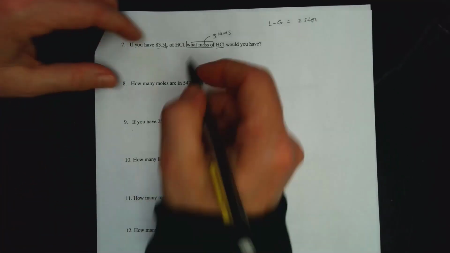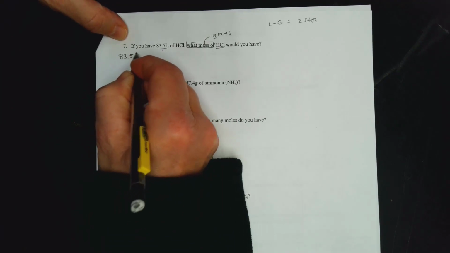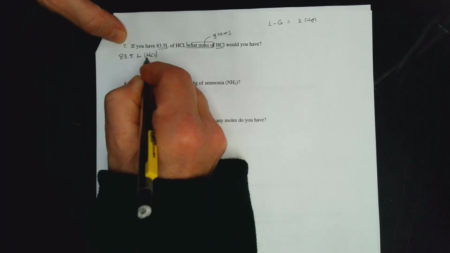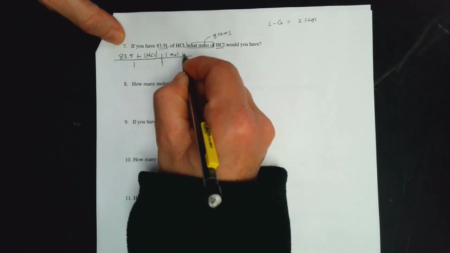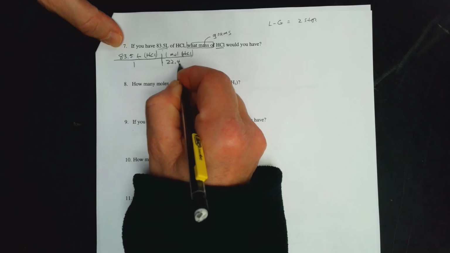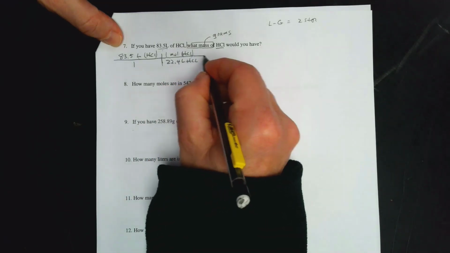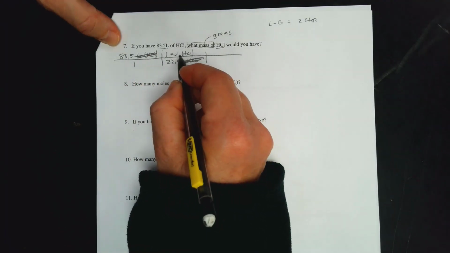Again, we don't have that direct conversion, which means we have to take this volume of HCl and convert it to moles first, so let's do that. So I've got 83.5 liters of HCl, again, hydrochloric acid. And I want to make sure that I convert it to moles of hydrochloric acid. And if you remember, you guys, if I'm dealing with a volume of gas, I'm going to use 22.4 liters of HCl. Now I can go ahead and cancel out my liters of HCl, and I'm left with moles.